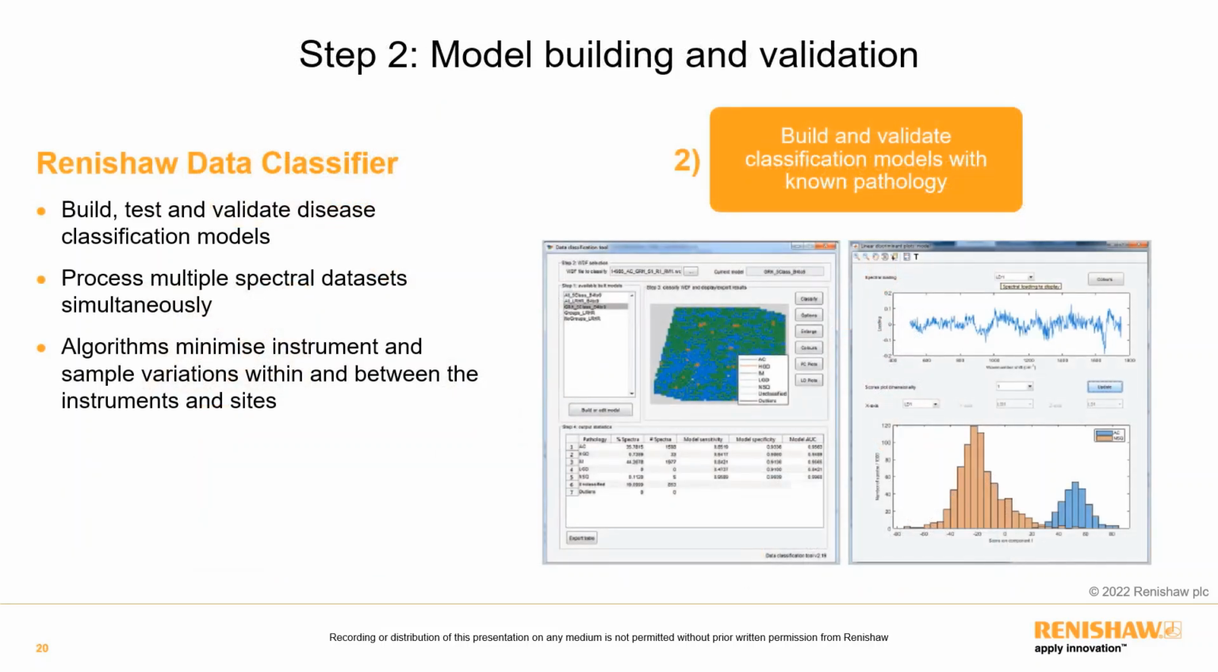So now let's look at step 2, and this is to build and validate the classification models. This is done using the Renishaw data classifier software. This software does not require any knowledge of model building or classification techniques. It requires a user to input the spectra of known tissue types, such as cancerous and non-cancerous, or of diseased and normal biofluids to build the model. It is able to process multiple spectral datasets simultaneously and has a function for validating the dataset so the user can ensure it is working properly prior to use.